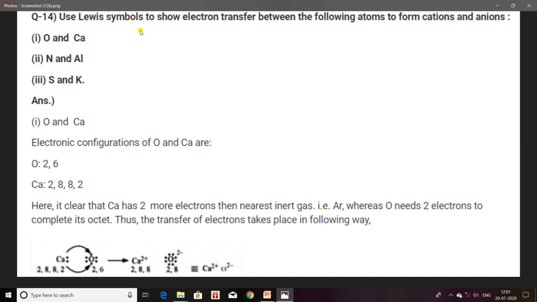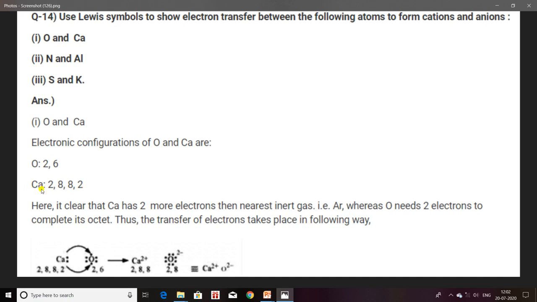Next question is, use Lewis symbols to show electron transfer between the following atoms to form cations and anions. First one is oxygen and calcium. So the electronic configurations of oxygen and calcium are oxygen 2,6 and calcium 2,8,8,2. Oxygen needs only 2 electrons to complete its octet. Okay. And here, if calcium donates 2 electrons, then it will have a stable electronic configuration.